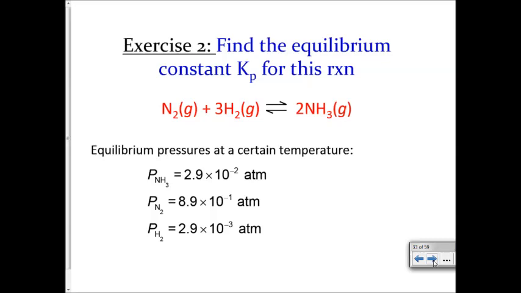Find the equilibrium constant, Kp, for this reaction. They're giving you the partial pressures of each gas in ATMs. So now, basically all you're going to do is substitute in the numbers and do the calculation, right? So the ammonia, the nitrogen, and the hydrogen. You guys work it. I'll go ahead and work it too, and then we can compare.